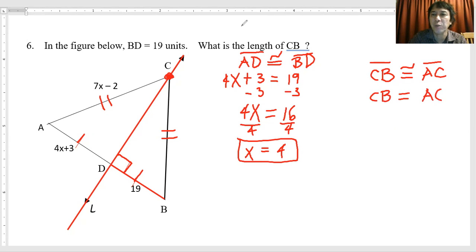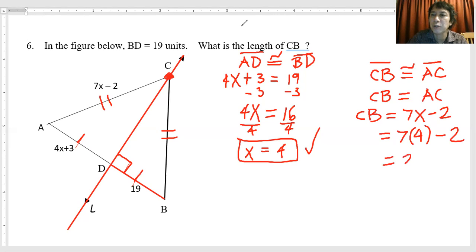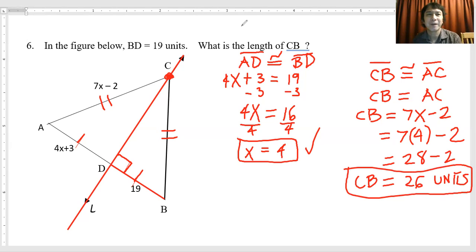And so CB can now be equated to the expression for AC, which is 7x minus 2. This will be evaluated using the x that we have. x is 4. 7 times 4 minus 2. This is 28 minus 2, and we have the answer at 26 units. That answers the question, what is the length of CB? CB is 26. That will be for number 6.